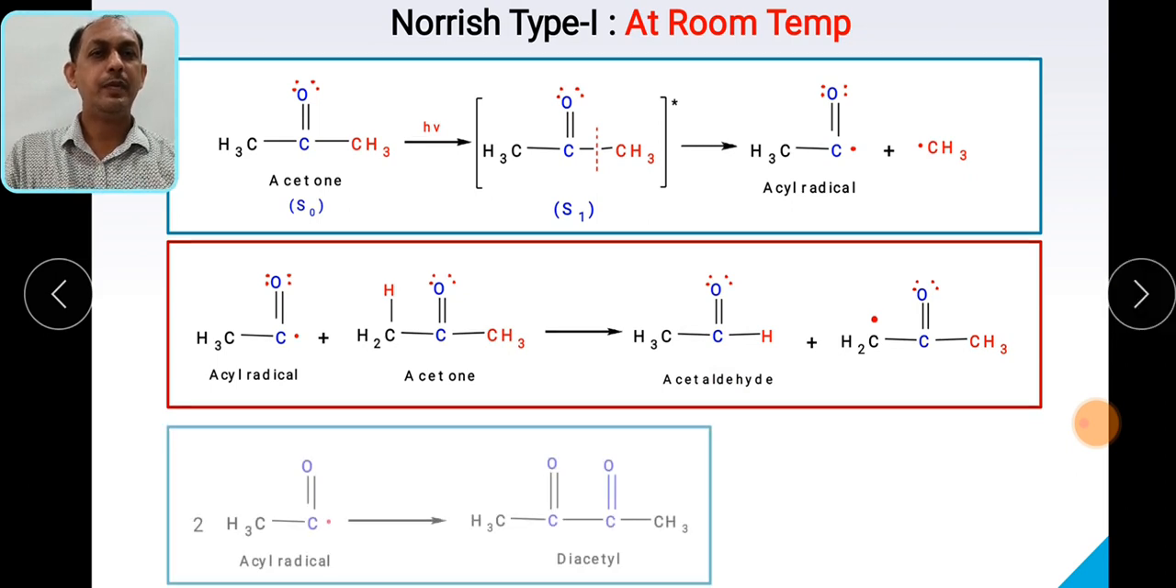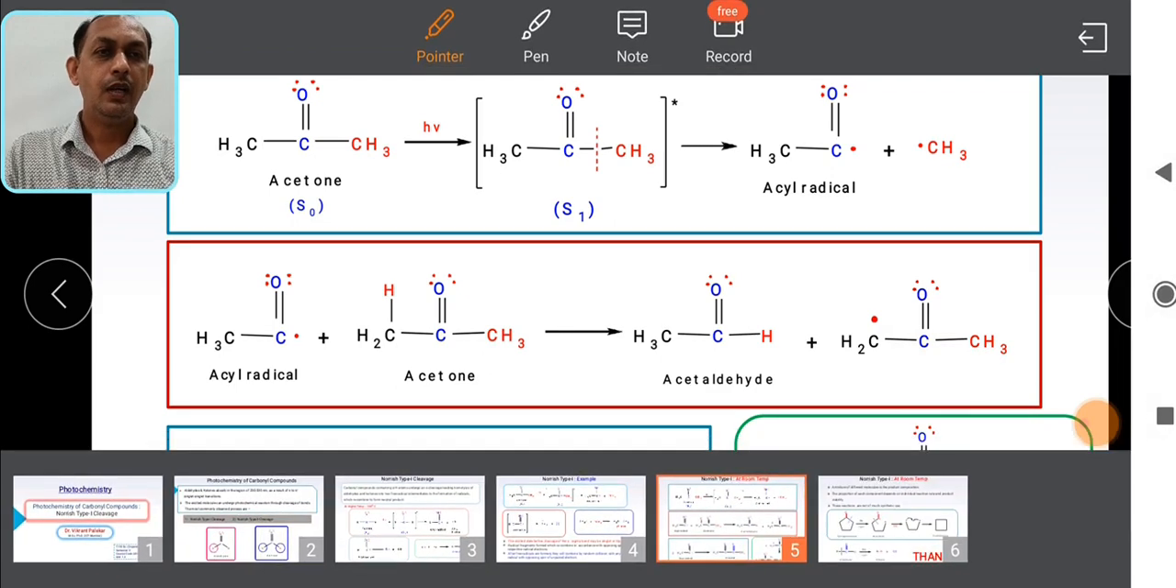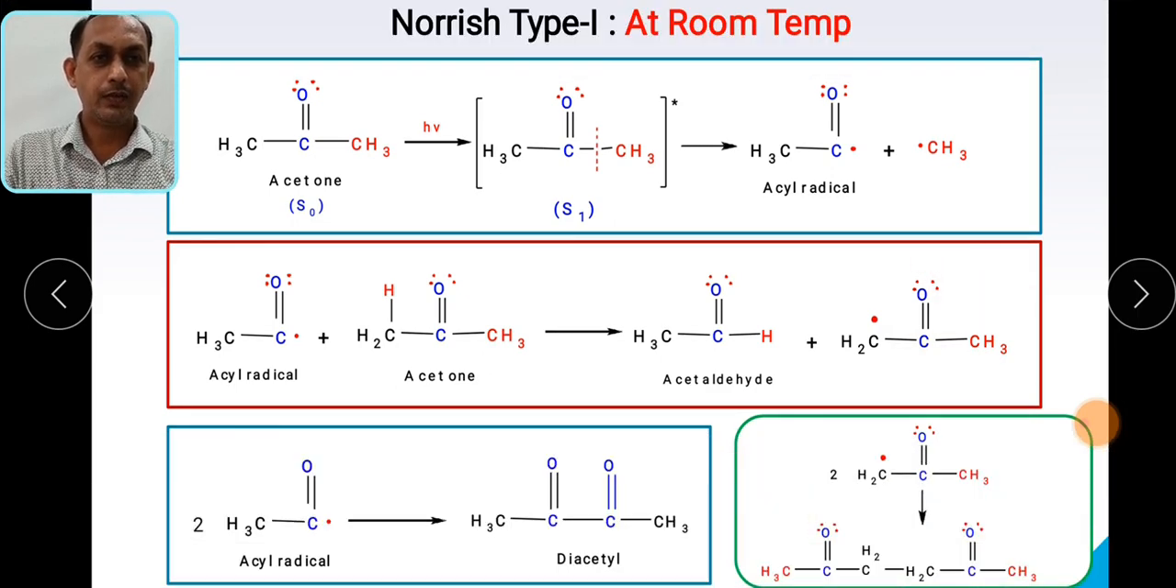Then there might be a possibility that these two acyl radicals will combine and form a diacetyl molecule. Okay, there might be a possibility. So here you can expect more than one product to be formed, or whatever free radicals are present, these two molecules can combine and form 2,5-dione. So this is the structure of 2,5-dione.